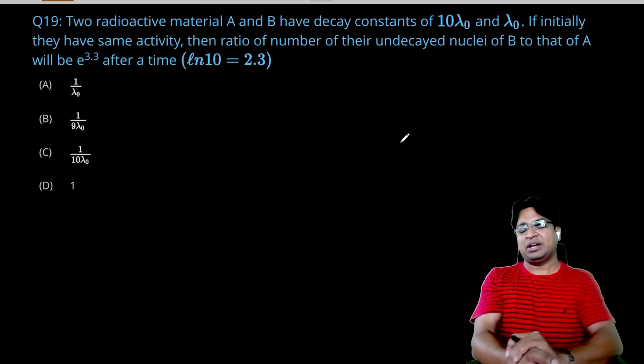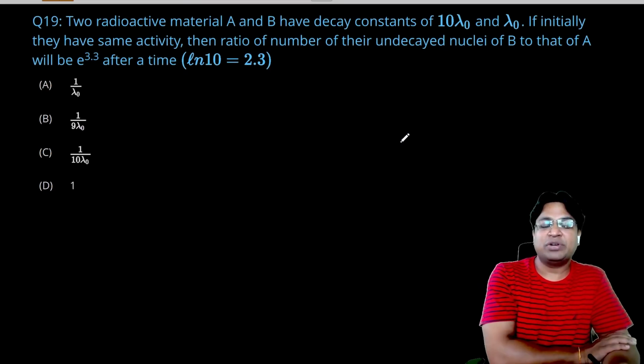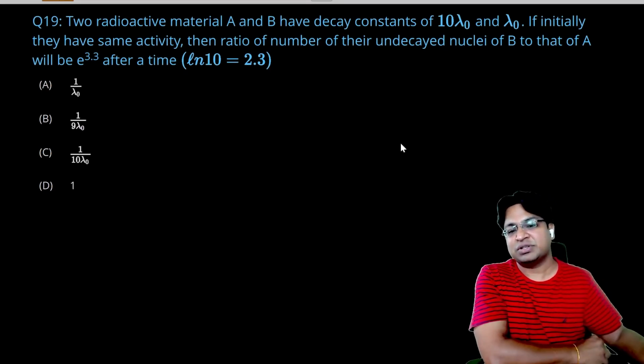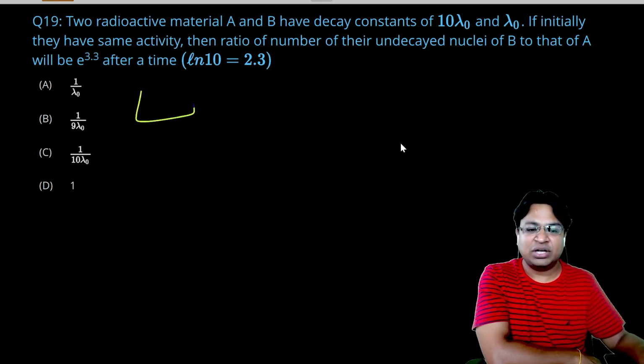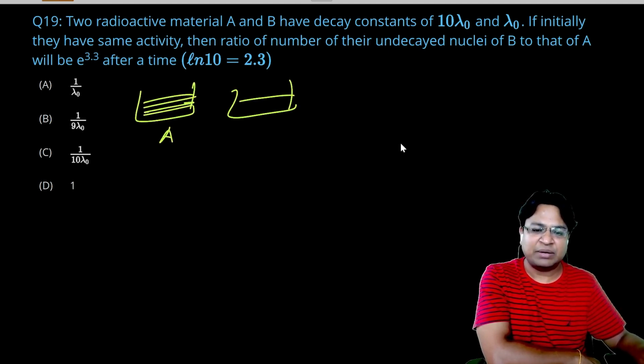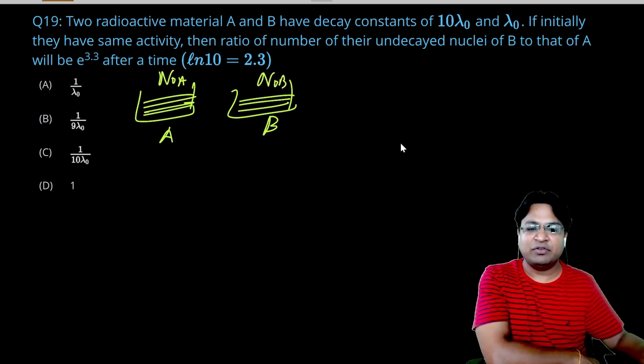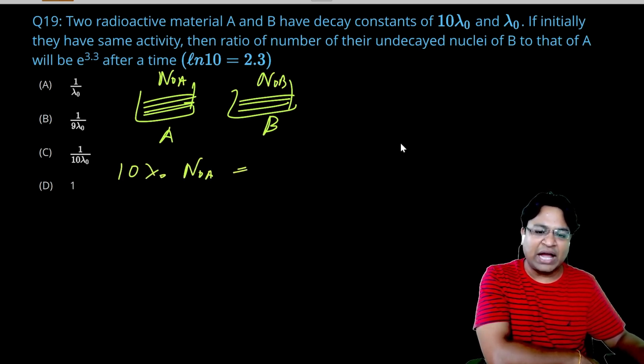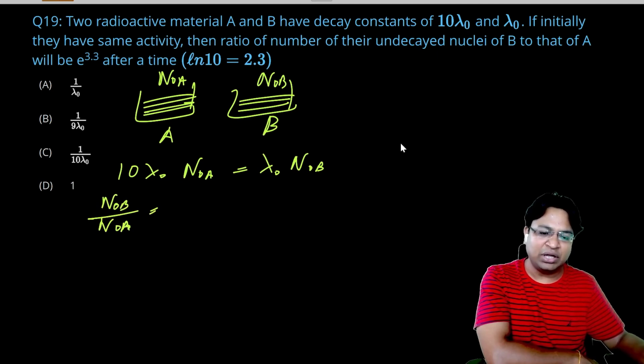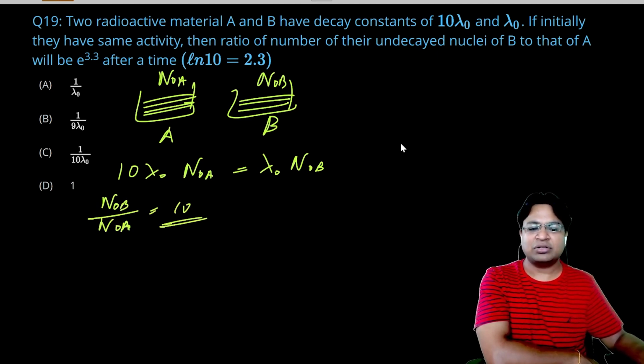Now, question number 19. Again, a little bit of calculation will be needed here. It says two radioactive materials A and B have decay constants of this much. Initial activity is the same. So let's say we have a sample A, we have another sample B, and we have N naught A atoms of A, N naught B atoms of B initially. Now, the activity of A would be given by lambda of A, that is 10 lambda naught into N naught A. And the activity of B would be given by lambda of B, which is lambda naught into N naught B. So from here we get a ratio of N naught B upon N naught A as 10. Okay, so this is an equation.